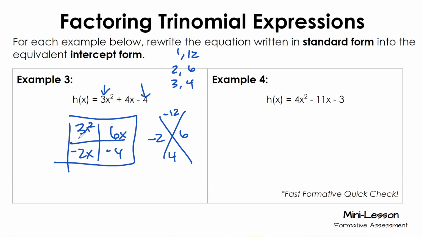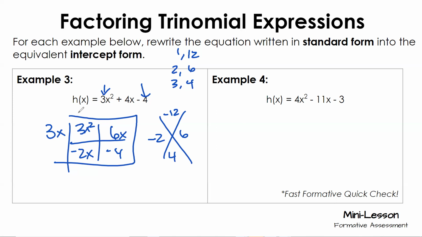Now here's the tricky part. What times what would give me 3x squared? 3 and 1, right? Now where do you put the 3? Because it matters. On the side. Why do we put it on the side and not up here? 3 times nothing would give us negative 2, right?